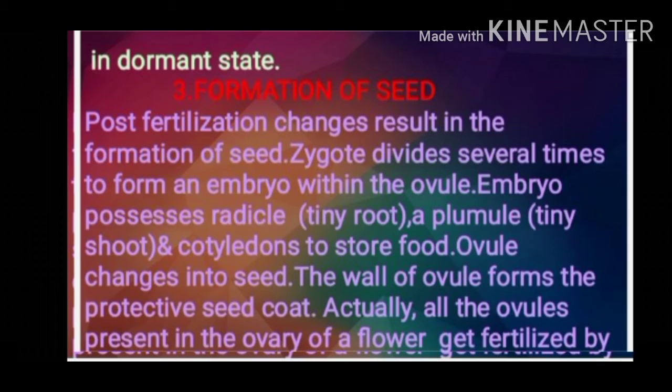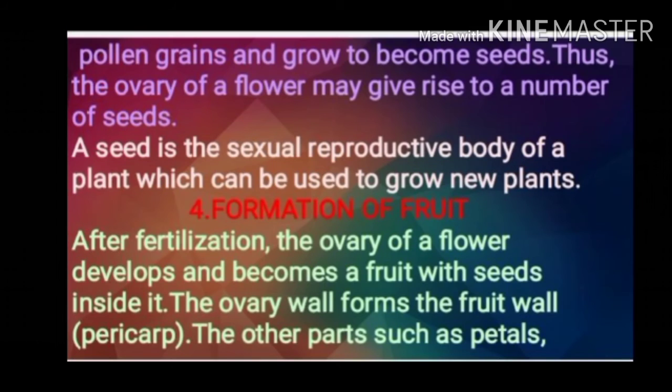Actually, all the ovules present in the ovary of a flower get fertilized by pollen grains and grow to become seeds. Thus, the ovary of a flower may give rise to a number of seeds. A seed is the sexual reproductive body of a plant which can be used to grow new plants.